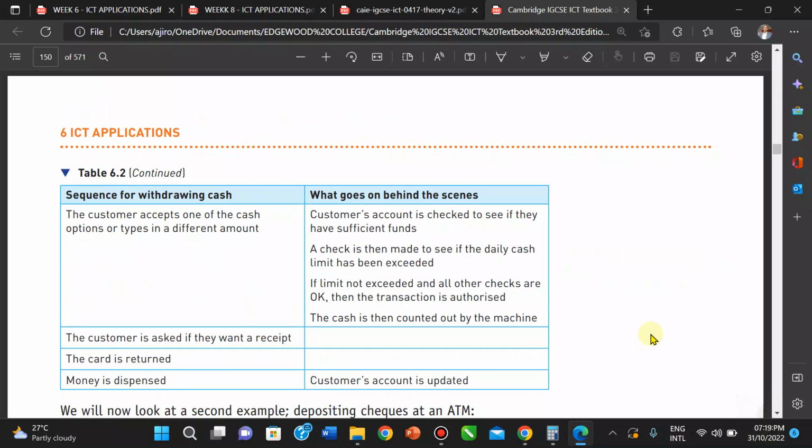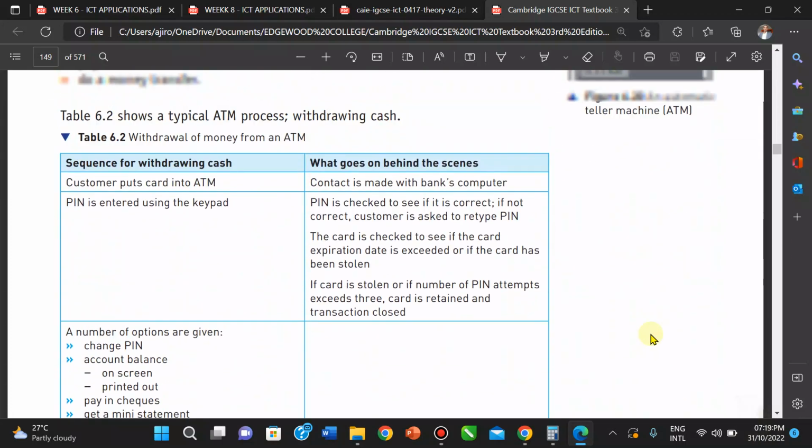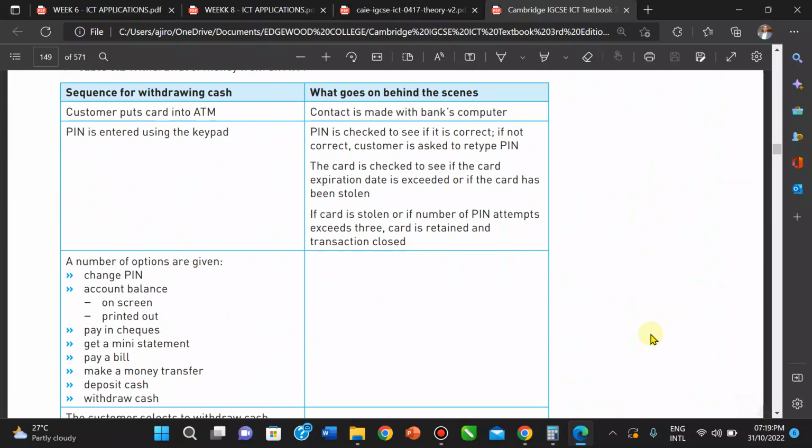So this is what happens when you are withdrawing, and what goes on behind it. When the PIN is entered, the PIN is checked to see if it's correct. If it's not correct, you have to retype. The card is also checked to see if it has expired, or if it has been stolen. If the card is stolen, or if the PIN attempt exceeds 3 times, then that card is retained and your transaction is automatically closed.